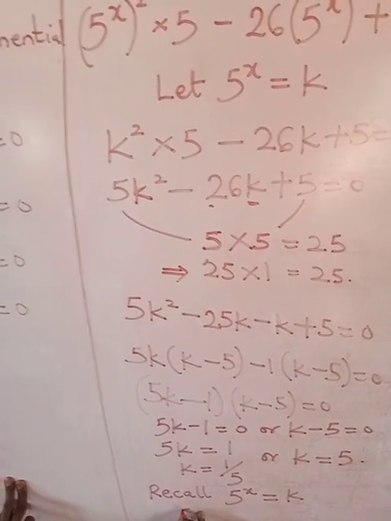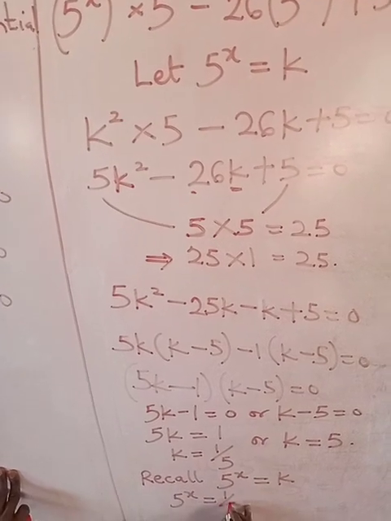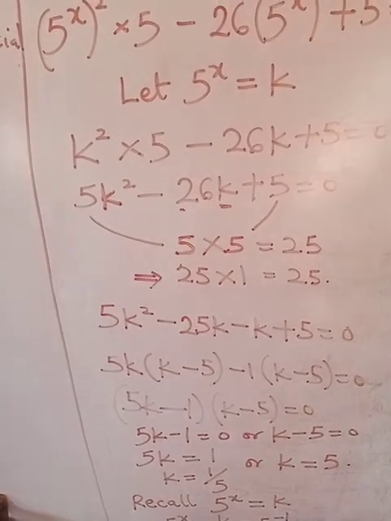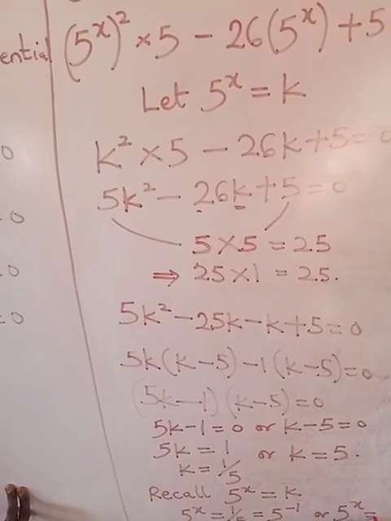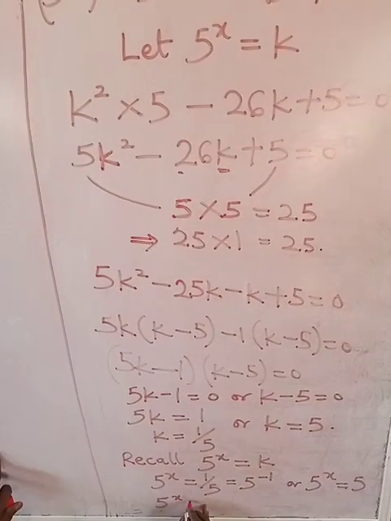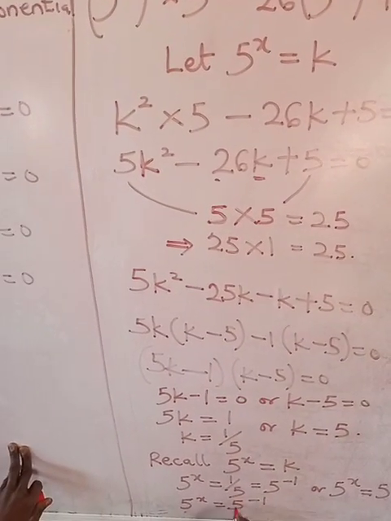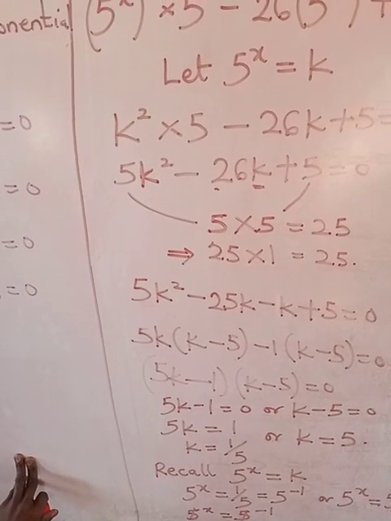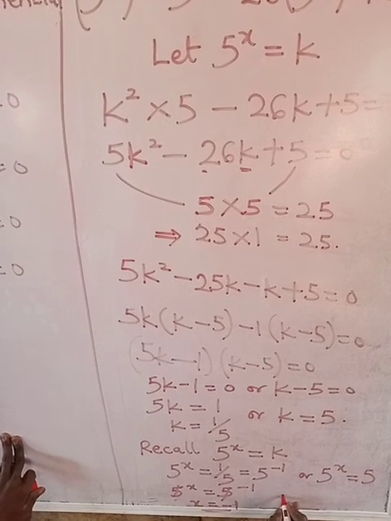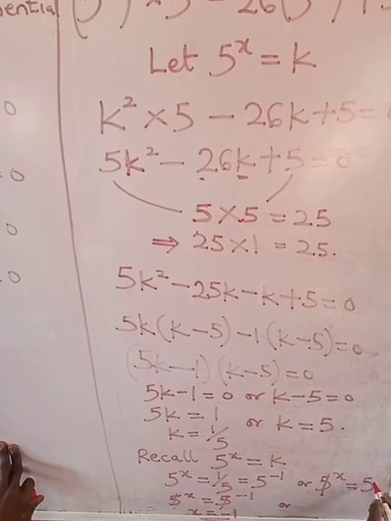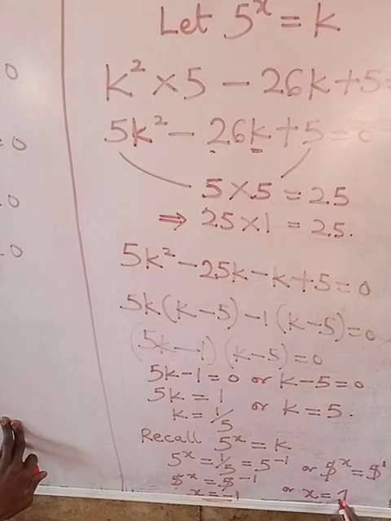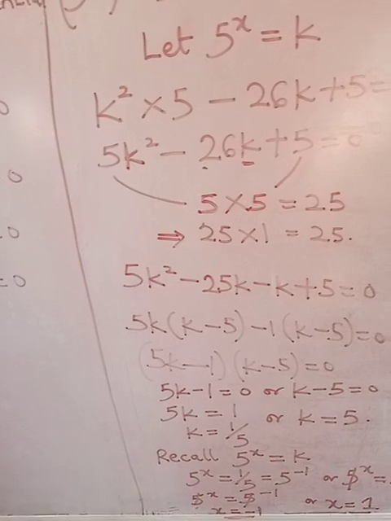All right, you recall that we said 5 raised to power x equals k. So you can say 5 raised to power x equals 1 over 5. And 1 over 5 is the same thing as what? 5 raised to power minus 1. Or you say 5 raised to power x equals k. k also is 5. So 5 raised to power x equals 5 raised to power 1. So 5 cancels 5, and you have x equals what? Minus 1. Or 5 cancels this 5 raised to power 1 now, and so x is what? 1. So our x equals minus 1, or x equals 1.